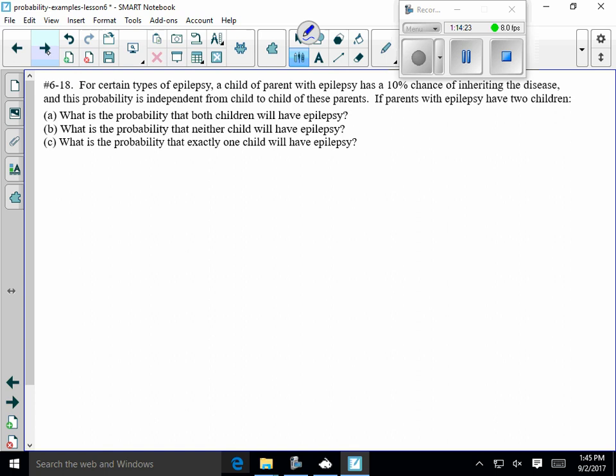All right, so when I look at this, I'm thinking we're talking about both, neither, exactly. We haven't seen a full probability model, so let's do this by writing out a probability model. I'm going to use the symbol E to mean that an individual child has epilepsy, and I'll use not E for not having epilepsy. Okay, so what are the possibilities if we have 2 children?